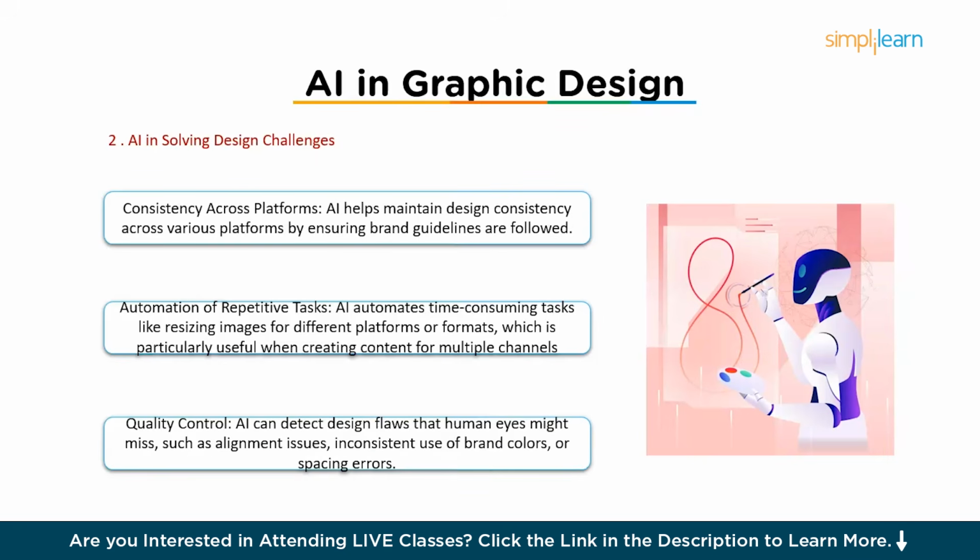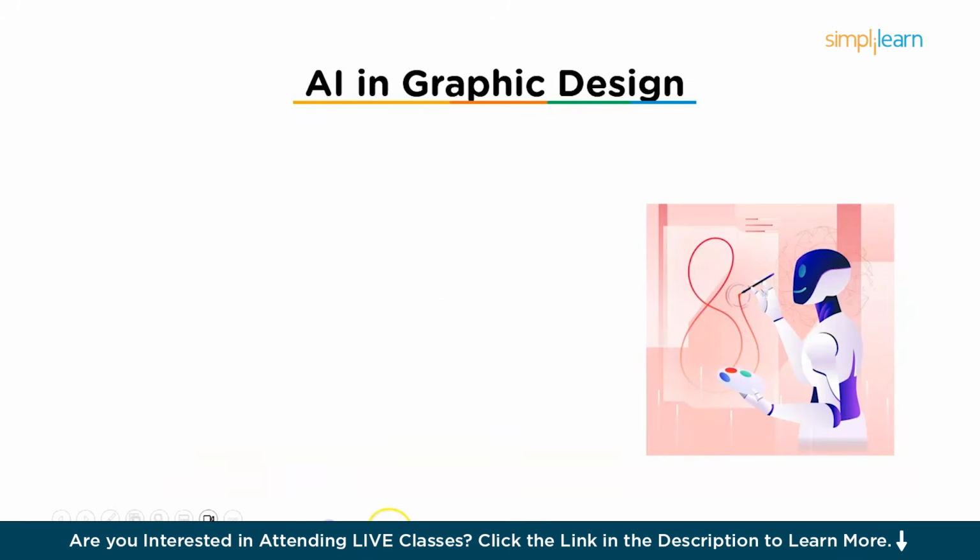Then we have quality control. So AI can detect design flaws that human eyes might miss, such as alignment issues, inconsistent use of brand colors, or spacing errors. So by catching these mistakes early, AI helps improve the overall quality of the design. Now moving on to the last one is AI-assisted A/B testing for the designs.